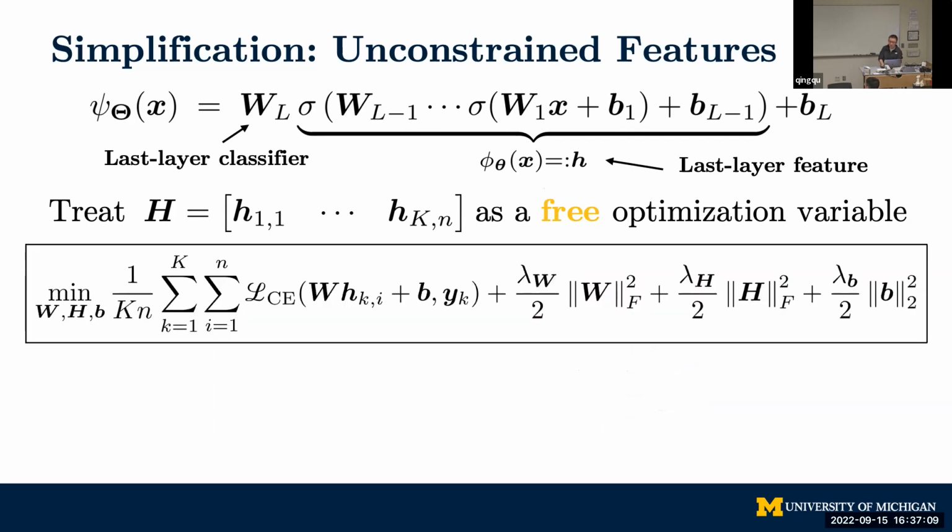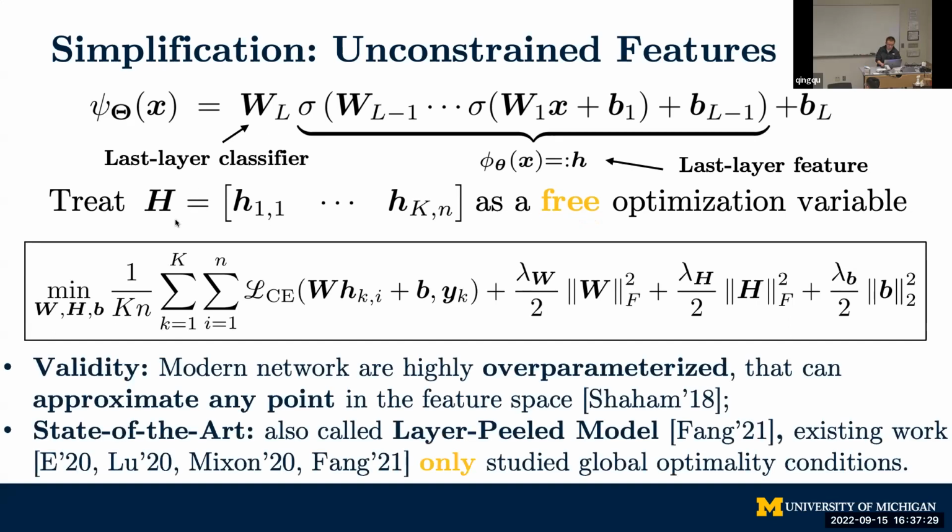On the other hand, what we know is that modern networks are usually highly over-parameterized. The networks we are using have millions or billions of parameters, so they can almost approximate any points in the feature space. Based on this reasoning, we assume that the features are a free optimization variable. And based on this assumption, we analyze the loss with respect to W and the feature H, which results in a problem like this. But I want to argue that although we make the strong assumption that H is a free optimization variable, the loss function we consider here is still highly non-convex.